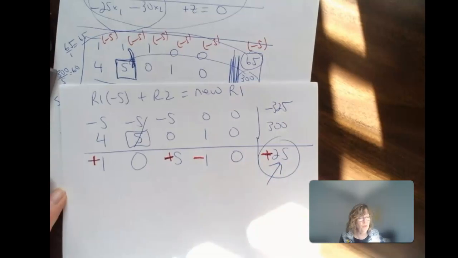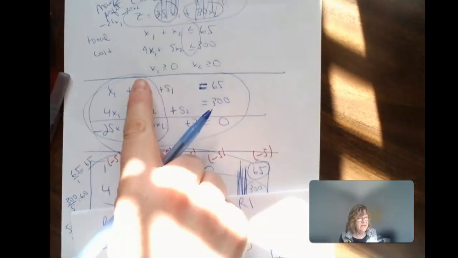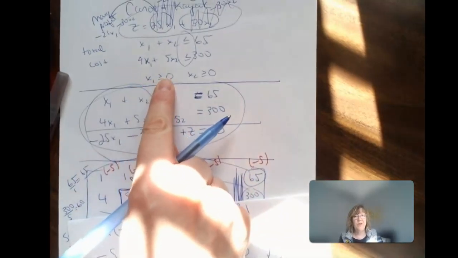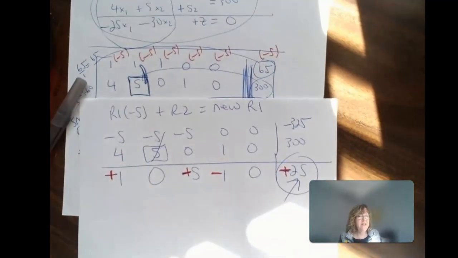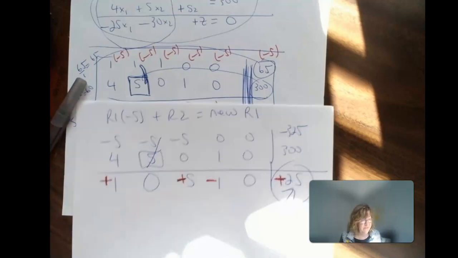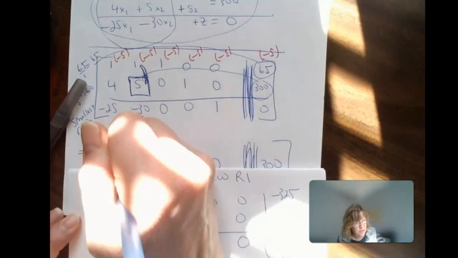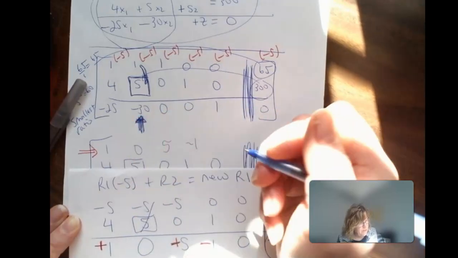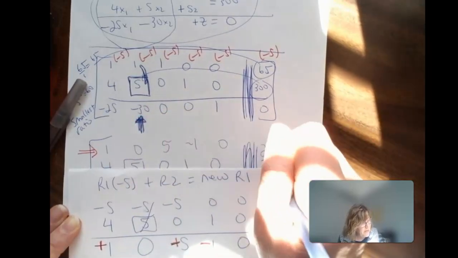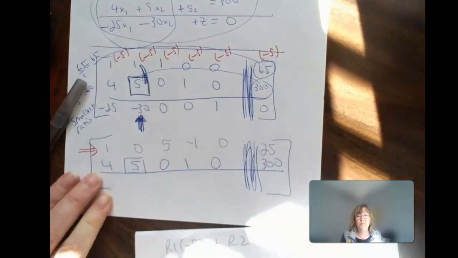So just make sure your total column stays positive, because that's what you're saying when you say x1 has to be greater than 0, x2. You're saying that your eggs or your flour, TVs, whatever you're talking about, has to stay positive. So this is my new row 1. So 1, 0, +5, -1, 0, and then +25. I'm going to write that in my row.